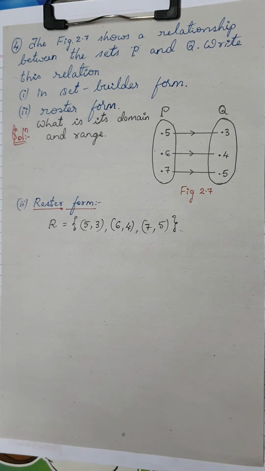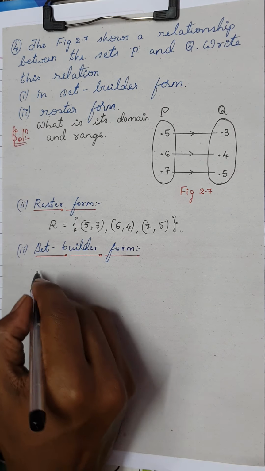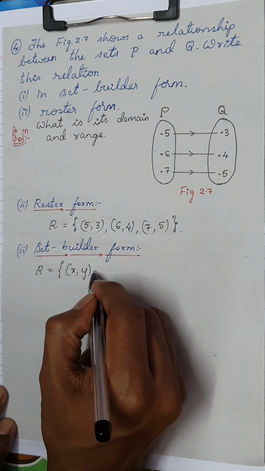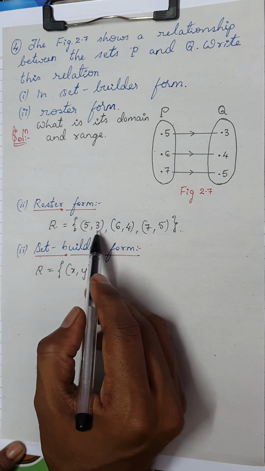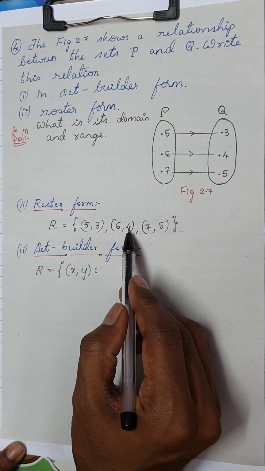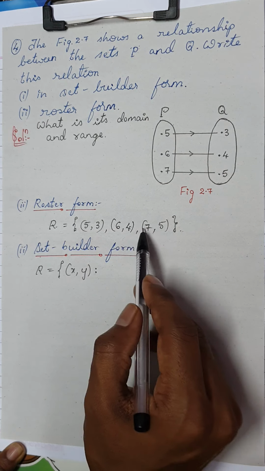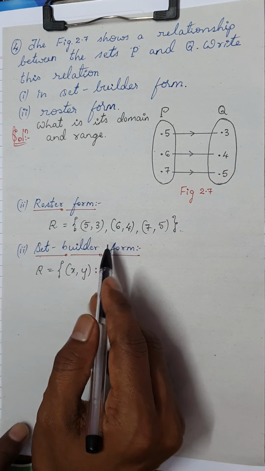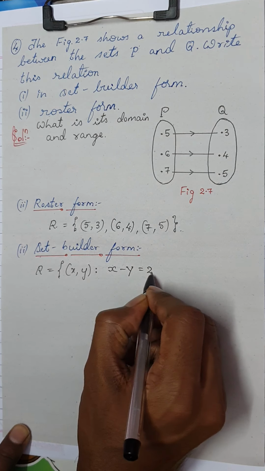Okay. Now once the roster form is there, we can go on to the set builder form. Now how to write the set builder form? We all know a relation will always contain the ordered pair (x, y) such that, now very careful, you have to write the condition. What is the condition? You can see here, if you take the difference for (5, 3), that is 2. 6 minus 4 is 2, 7 minus 5 is 2. That means if I take x as the first element and y as the second element, the condition, please be very careful, is x minus y is equal to 2.